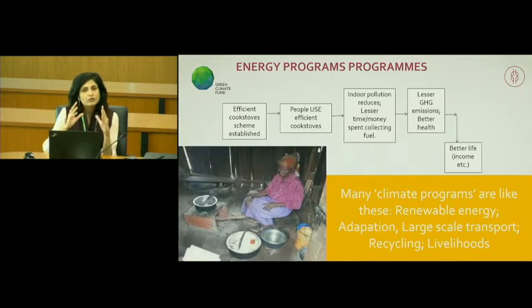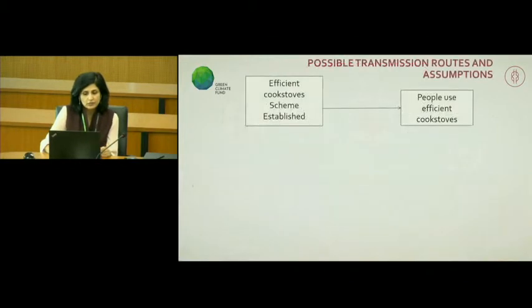And there are two things that I want you to take away from this diagram. The first is that there are squares, and these squares are what are called nodes. And then there are arrows, and these arrows connect these squares. Now, let's see what happens in just one of these linkages, and I'm only going to use that to illustrate it. The first step of this theory of change was an efficient cook stove scheme is established. And there is an arrow that leads from that square to people use efficient cook stoves.